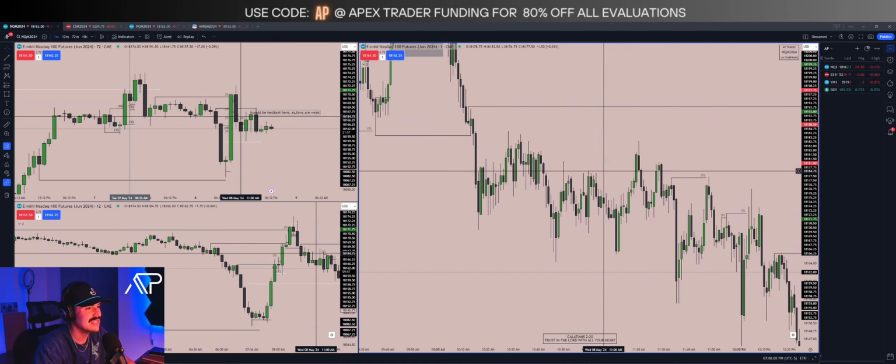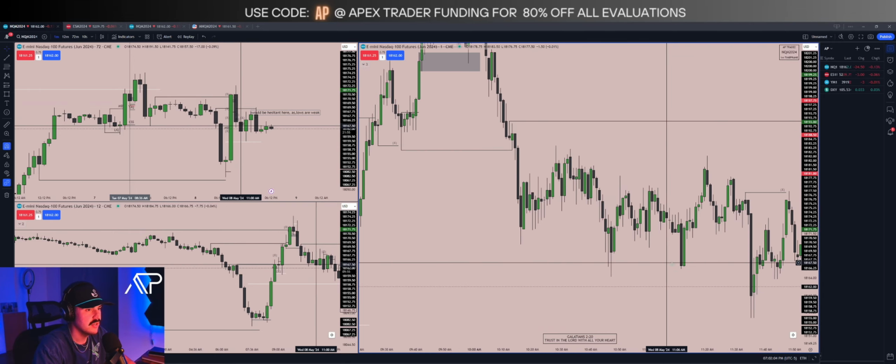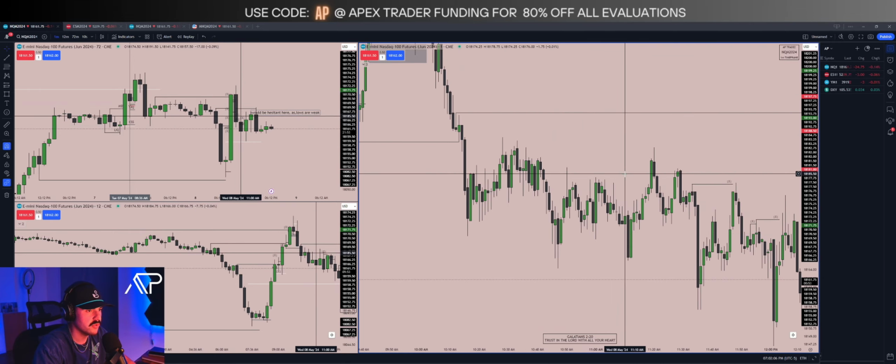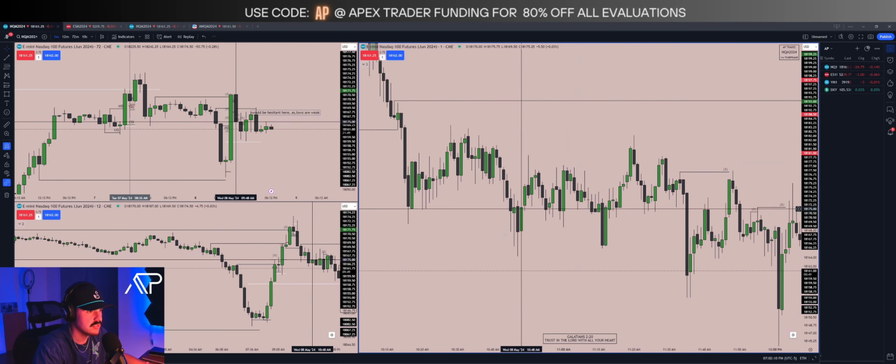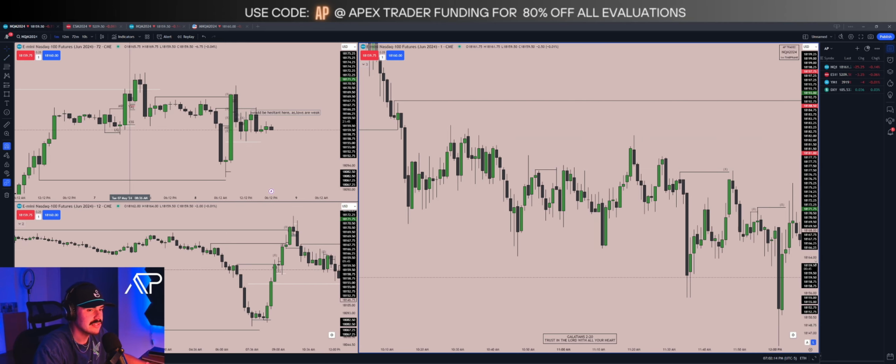Now we did kind of just chop around nasty for a little bit. Nothing here that really piqued my interest. Obviously, you can see we do have this sweep right here. This would have been decent. This would have been really tough to get an entry on.